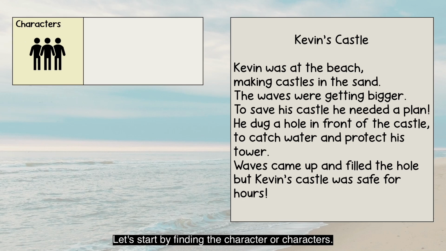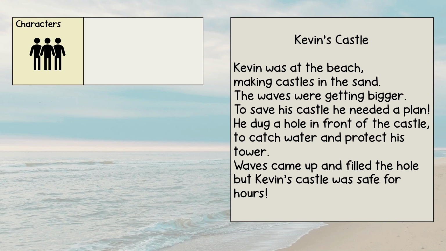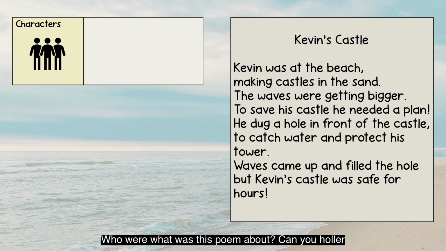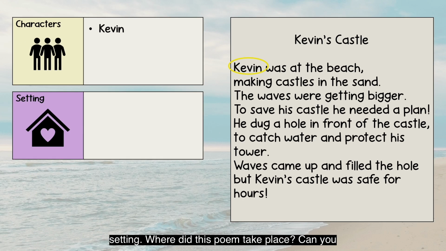Let's start by finding the character or characters. Who or what was this poem about? Can you holler out their name? That's right. This poem was about Kevin. He is our character.